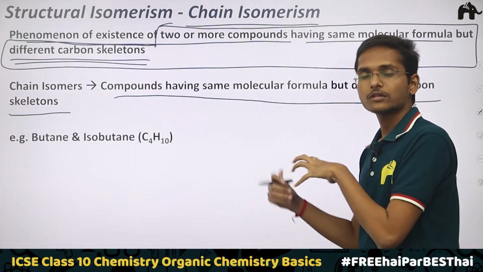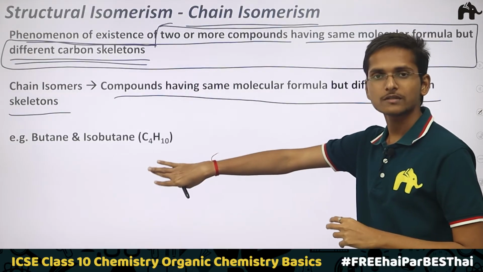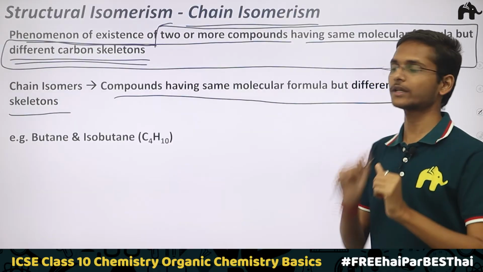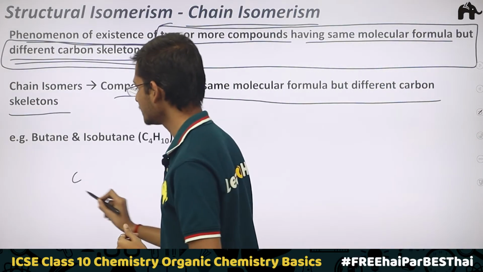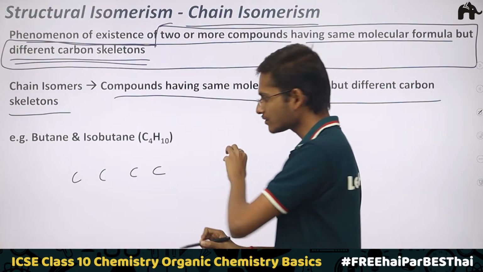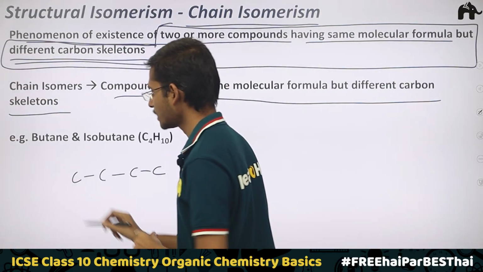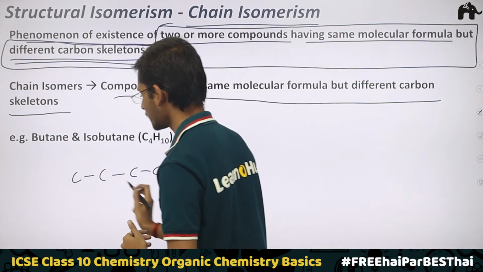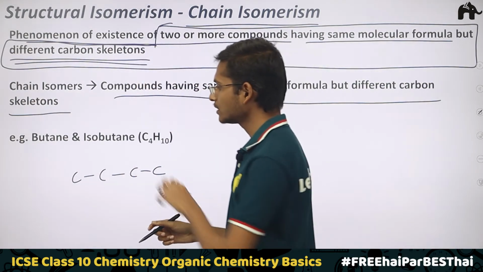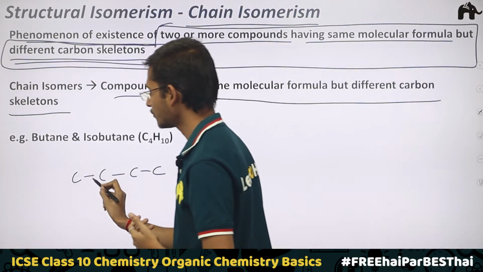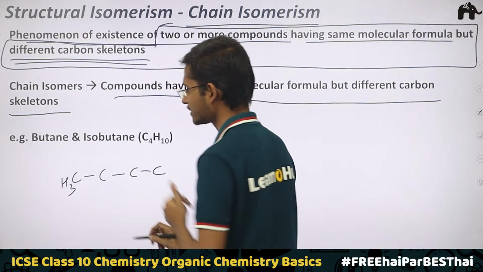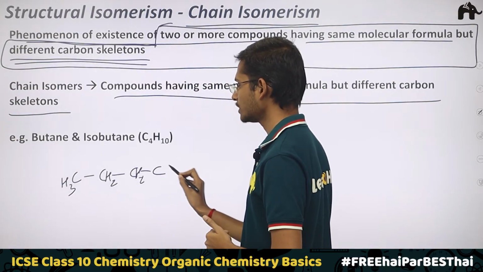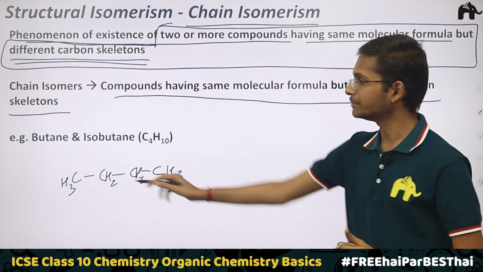Now I will draw the structures to show that they are chain isomers, because they do have the same molecular formula but different carbon skeletons. So how is the carbon skeleton for butane? See, simply 1, 2, 3, 4. There are 4 carbon atoms linked in a straight chain. Now we know it is an alkane, so we satisfy the carbon's tetravalency by attaching hydrogen atoms to it. So 1 covalent bond, the rest 3 covalent bonds, making 4. That's it. So this is butane.